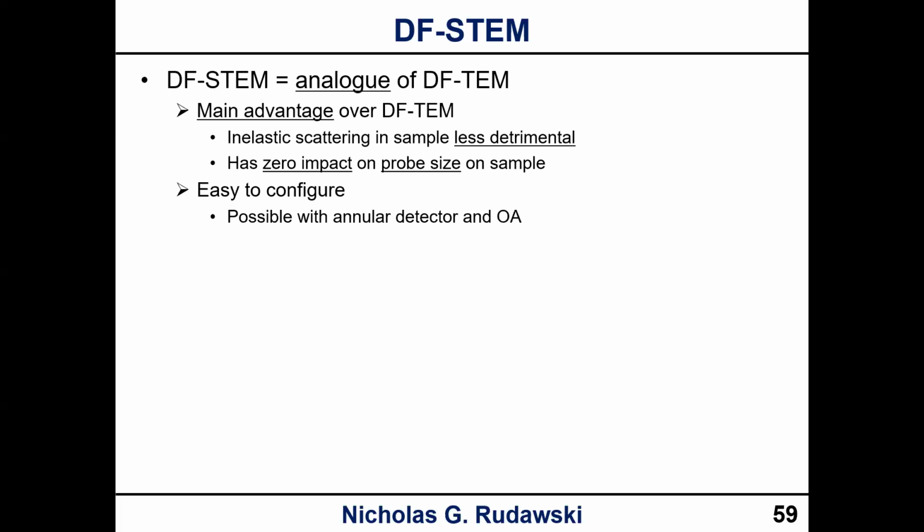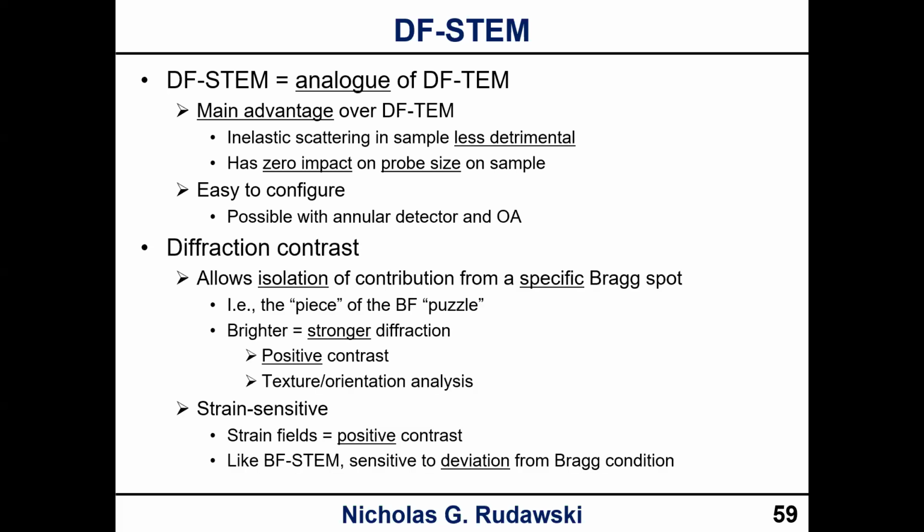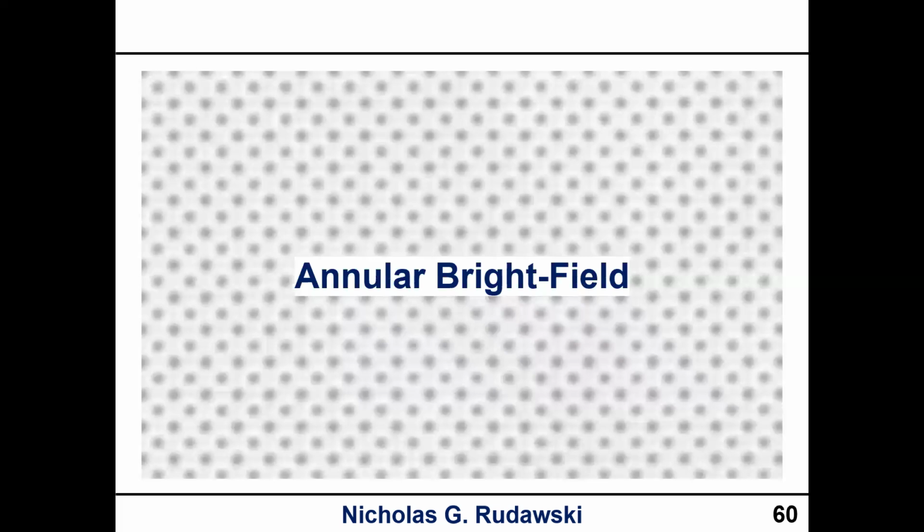Again, very easy to configure. And now we only have diffraction contrast, but the real advantage of this is that we're isolating the contribution from a specific Bragg spot. So we're actually seeing the piece of the bright field puzzle, if you will. We can actually determine which part of that dark area in the bright field is from a certain Bragg diffraction. Brighter means stronger diffraction, positive contrast. We saw how we could use it for texture analysis. It is also strain sensitive. Strain fields are going to give positive contrast, even though I didn't actually show that here. Again, it's going to be sensitive to deviation from Bragg condition. All right, and now we're going to change gears a little bit here and talk about annular bright field.